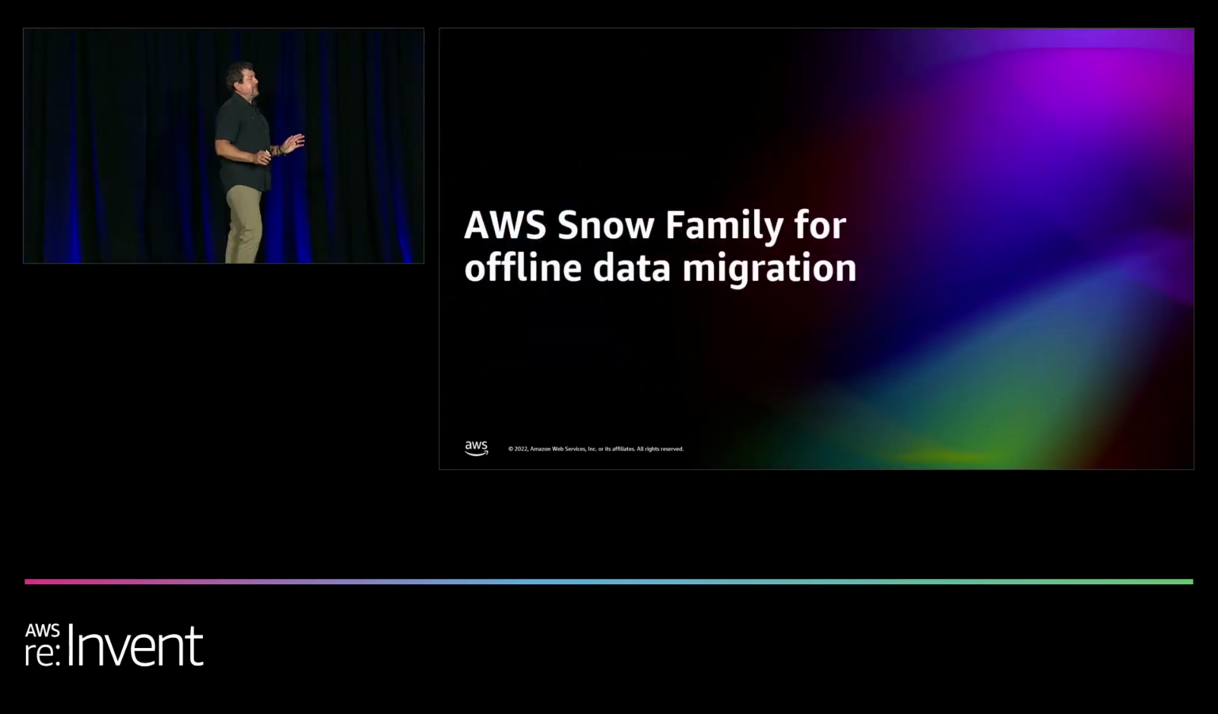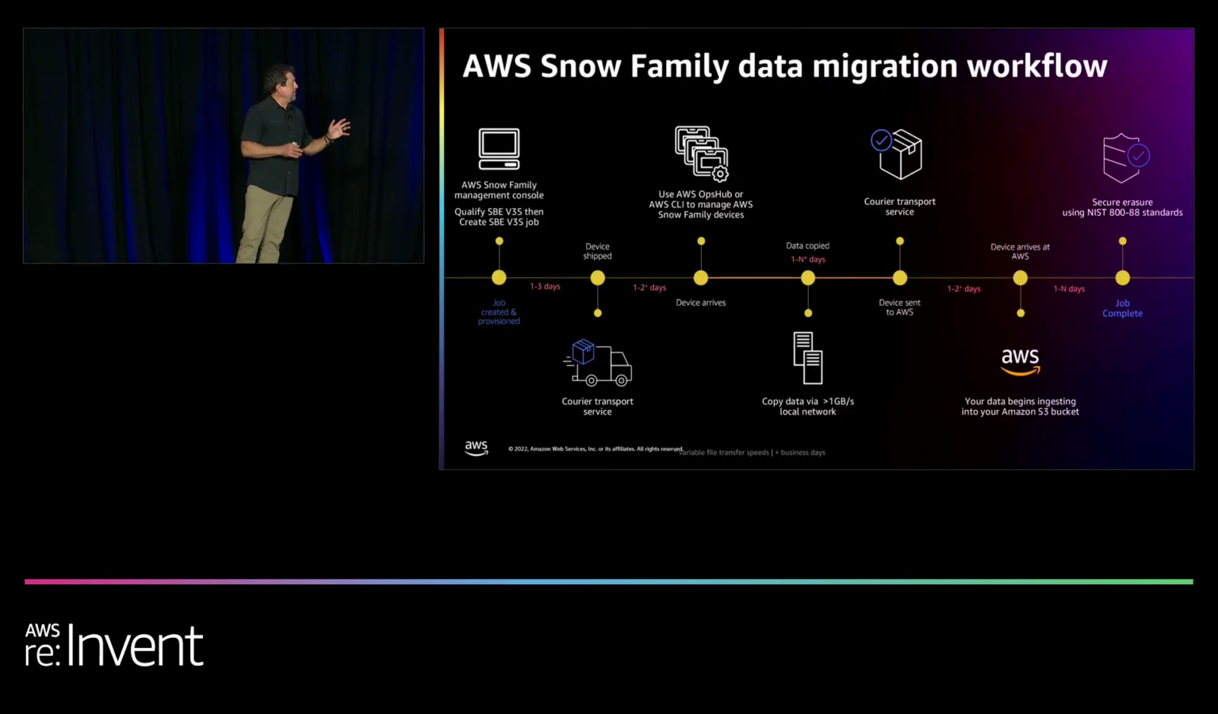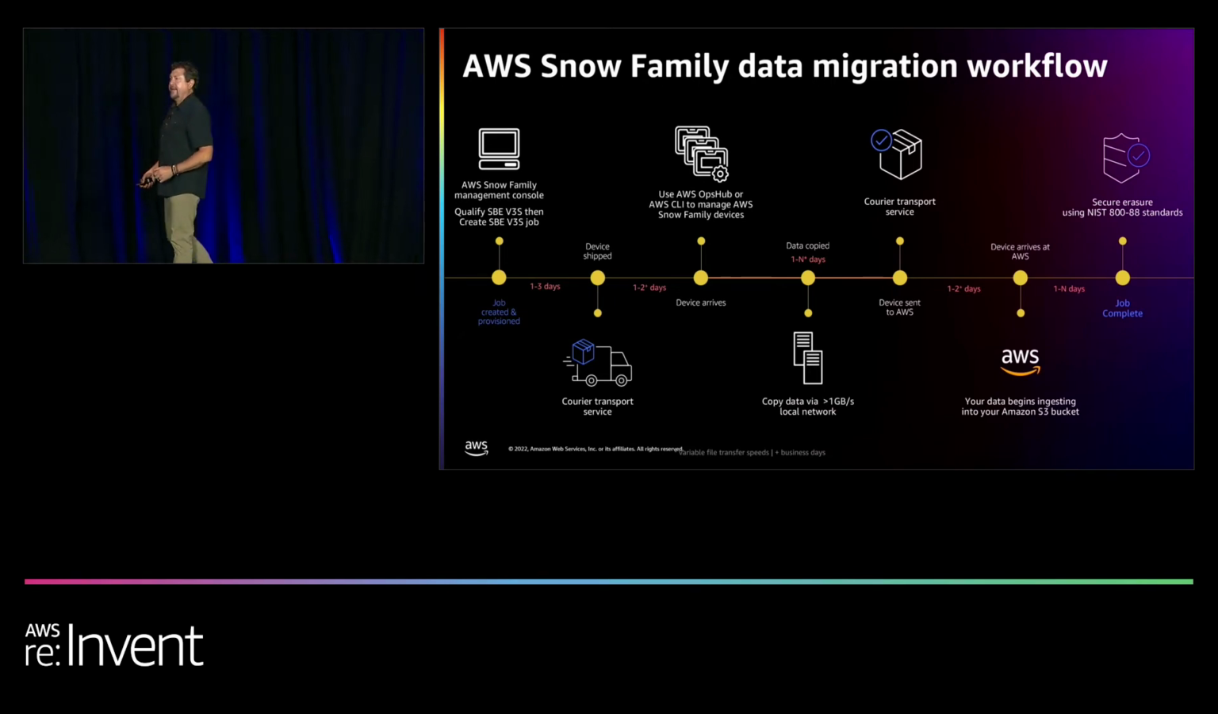So, specific to the offline data migration use case, kind of the foundation of where the Snow service started, I want to talk through what the workflow looks like from when you're ordering a device to copying a device and receiving it.